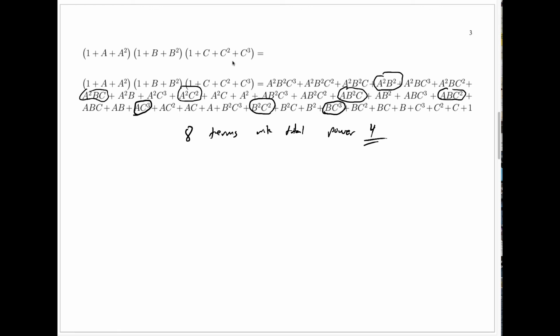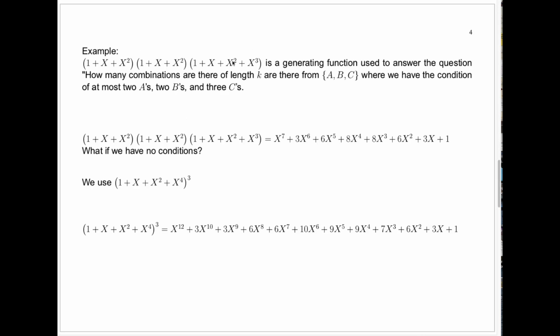I'll get the total number of combinations that consist of 4 letters with our condition satisfied. Here's how we do that same example. Replacing the a's, b's, and c's by x's, we get this product here, 1 plus x squared times 1 plus x squared. This represented the a's, this represented the b's.